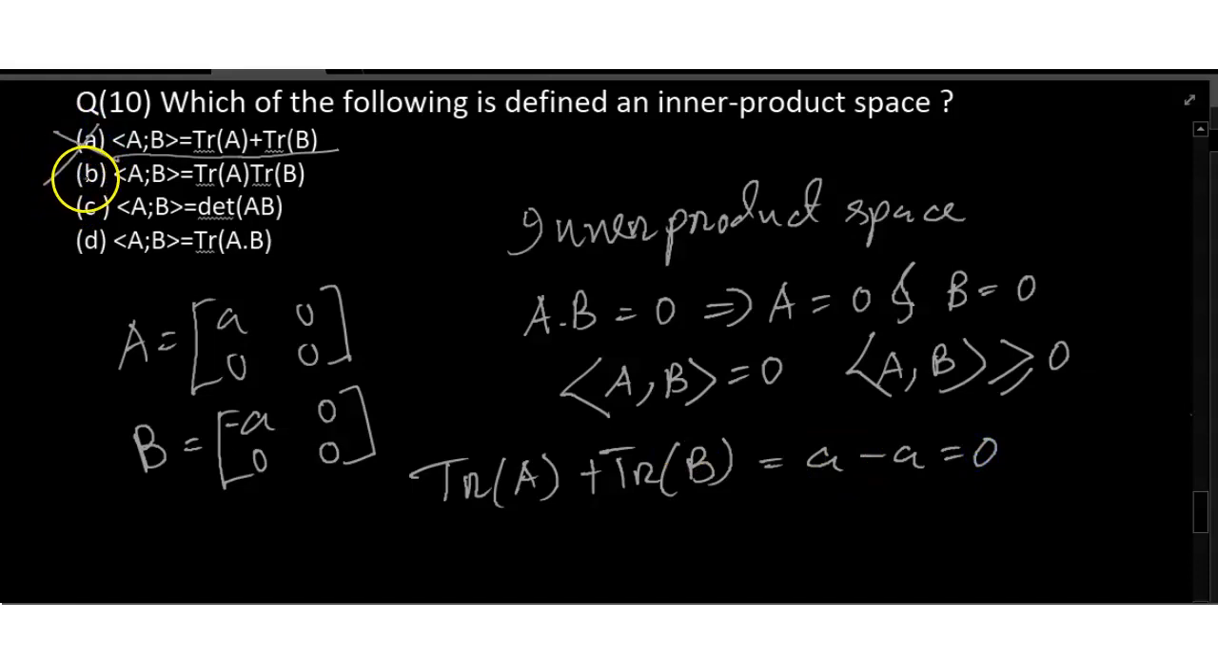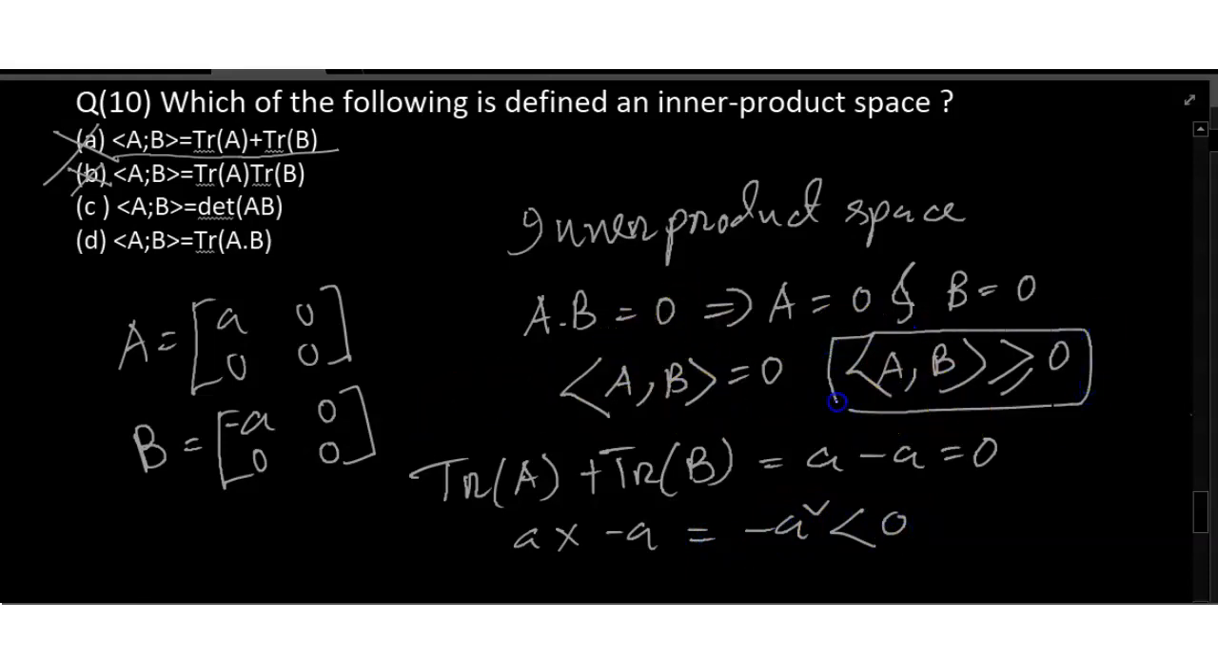Now trace a, comma b into trace a into trace b. So it is not possible, because you can see that trace a is equal to a into minus a, equal to minus a square, which is less than 0. But we say that the inner product space is always positive, always greater than or equal to 0. So this is not possible.